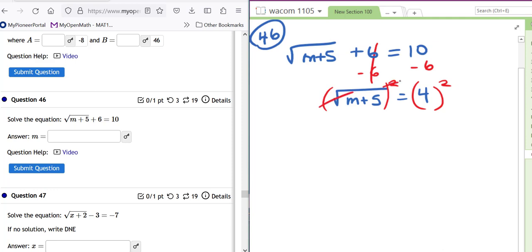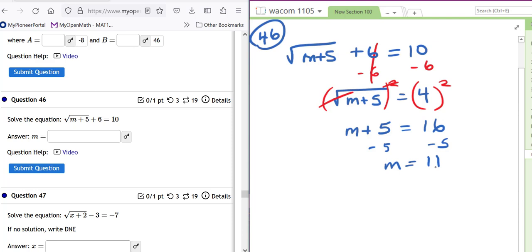And that cancels your radical. So squaring and raising to the second power are inverses of each other. Right? And then you're going to subtract the 5 to isolate your variable, m equals 11.